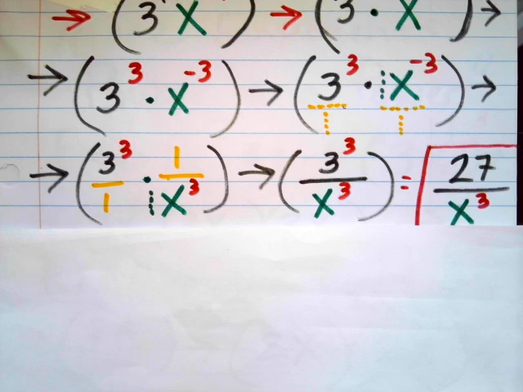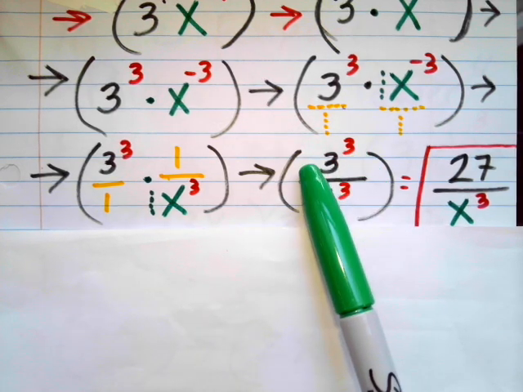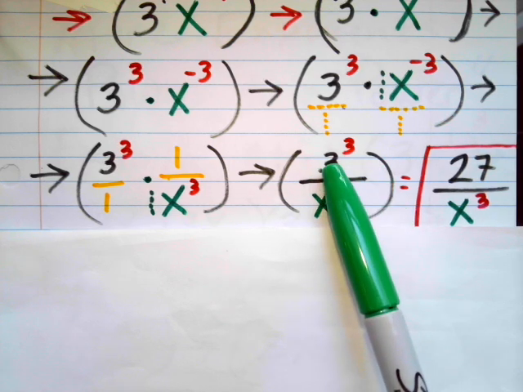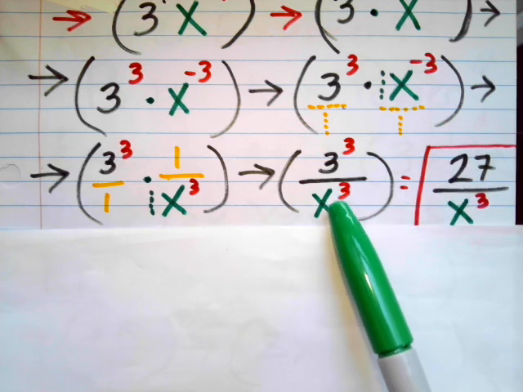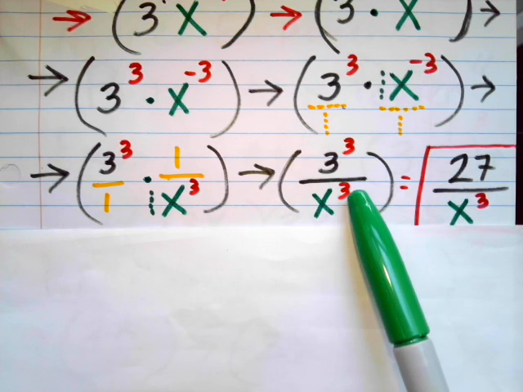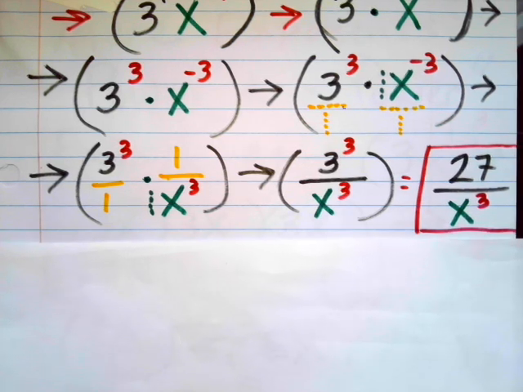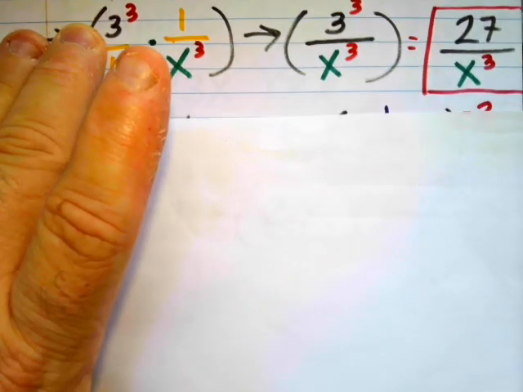We can simplify a little bit further. Remember, 3 to the third power means 3 times 3 times 3. 3 times 3 is 9, and 9 times 3 is 27. Then we can't do much more with this x cubed in the denominator, so we're just going to rewrite it in our final answer. Remember, math is easy step by step. Take it step by step. Hopefully you've seen my videos regarding invisible ones.